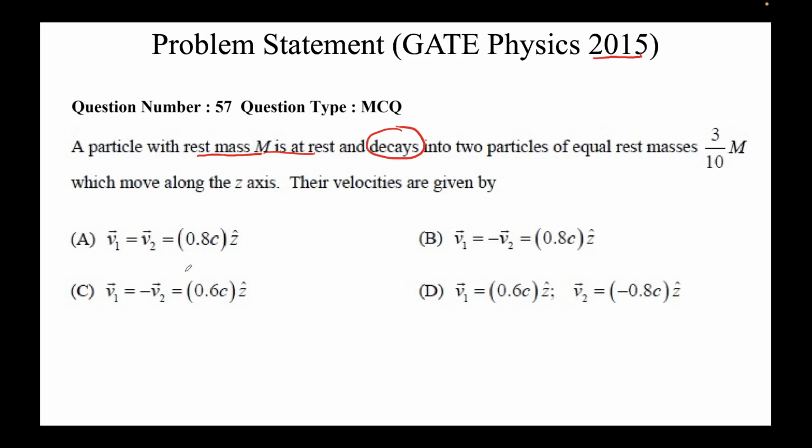So this is a multiple choice question with only one correct answer. We need to find the correct answer. V1 and V2 are the velocities of the particles, the daughter particles, you can say. Before we start solving this problem, let's have a quick recap of the relevant concepts.